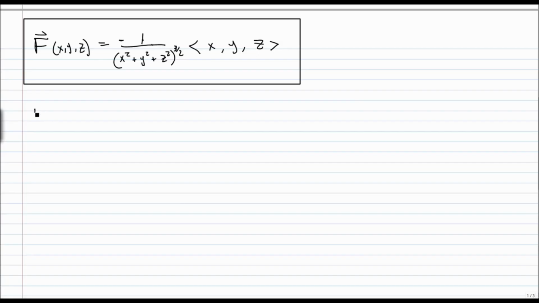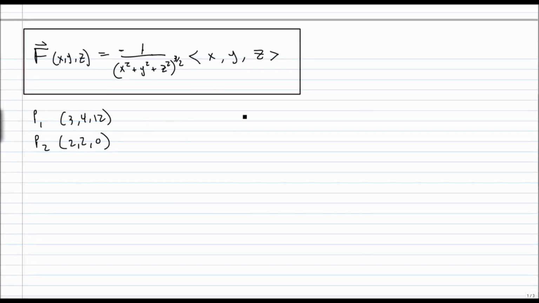Okay, so in this question, point 1 is going to be the point (3, 4, 12), and then point 2 is going to be the point (2, 2, 0). So we're going to go from point 1 to point 2. And since I didn't specify the path, we're going to choose to go directly from point 1 to point 2, so a line from point 1 to point 2.